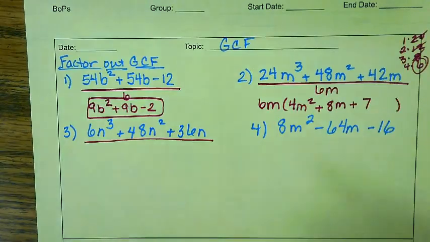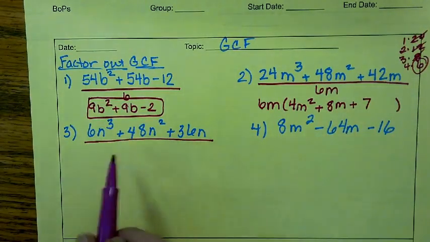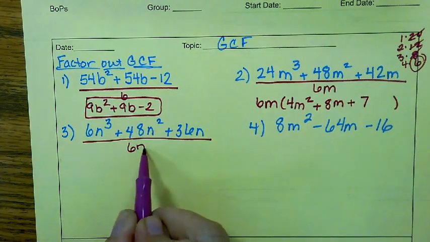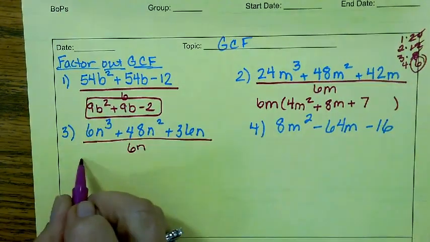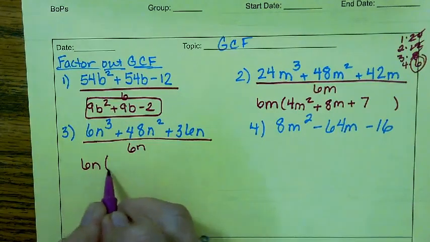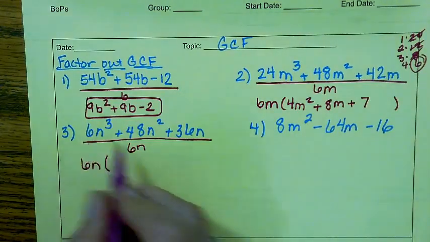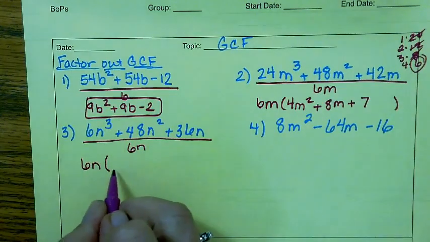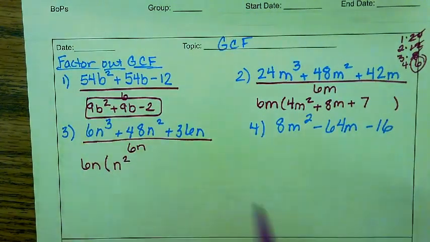We're looking at number 3. The largest number that'll go into all of those is a 6. Variable-wise, just an n. So we're 6n, and that's 6 divided by 6 is just a 1. N to the third divided by n is n squared.